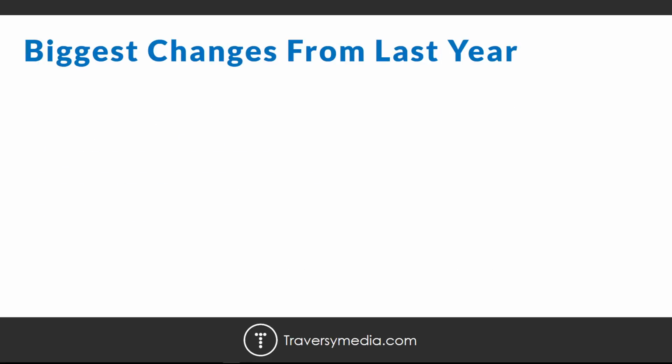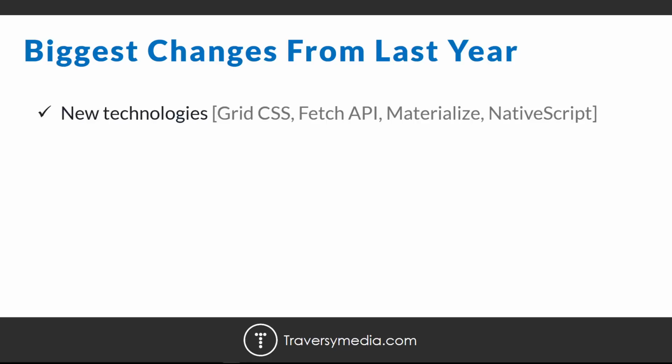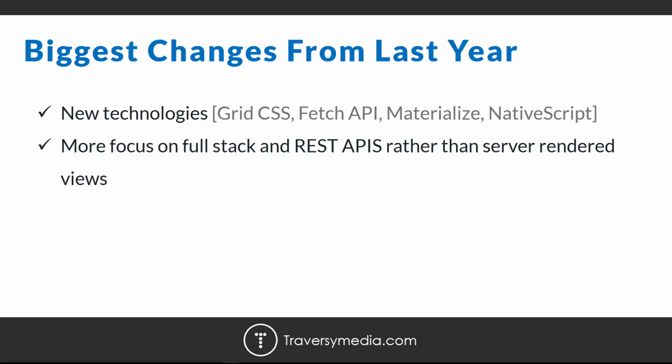All right, so what are some of the changes from last year? Because we did a very similar video last year. So we have some new technologies: Grid CSS, the Fetch API, Materialize, NativeScript. These are all things that are new this year. I'm not saying they weren't around last year, but they weren't popular enough or established enough to put in the video. Now we're getting to a point where we're more focused on full stack applications and creating REST APIs and then having a front-end framework work with that REST API rather than just rendering views on a server. That's becoming more of a trend in web development, I've noticed lately.